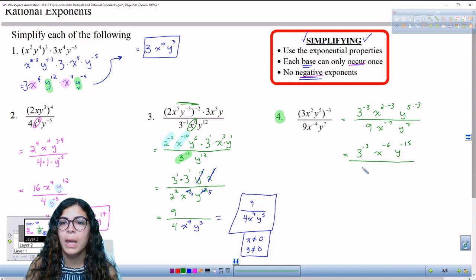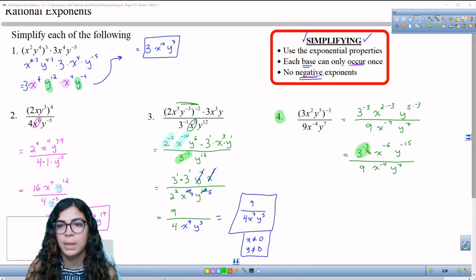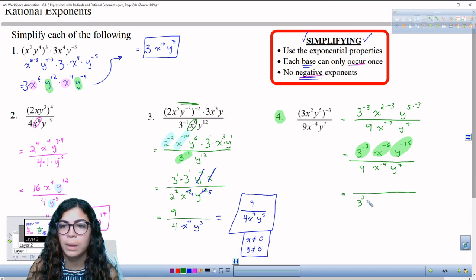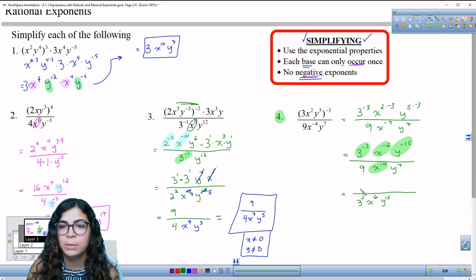Okay, and in the next step, I'll kind of mimic what I did in the previous problem, is I will move anything that has a negative power to the opposite side. So I'm going to move actually all 3 of these to the denominator. So 3 to the power of 3, in the denominator x to the power of 6, in the denominator y to the power of 15 in the denominator. And I'm also going to move x to the power negative 4, which is in the denominator that has a negative power, to the numerator.